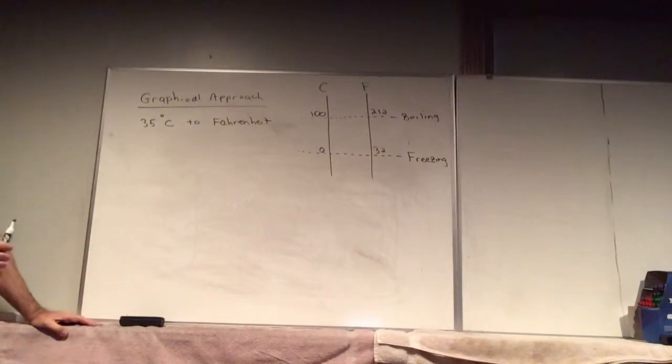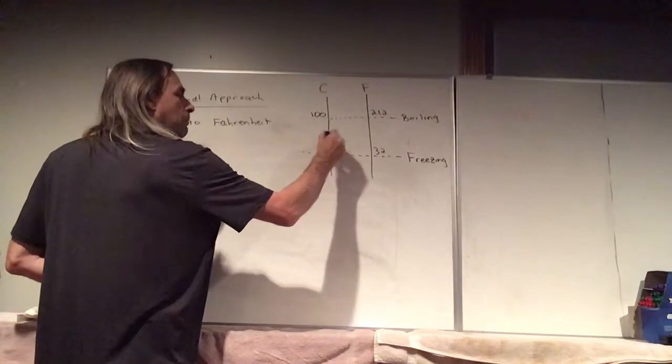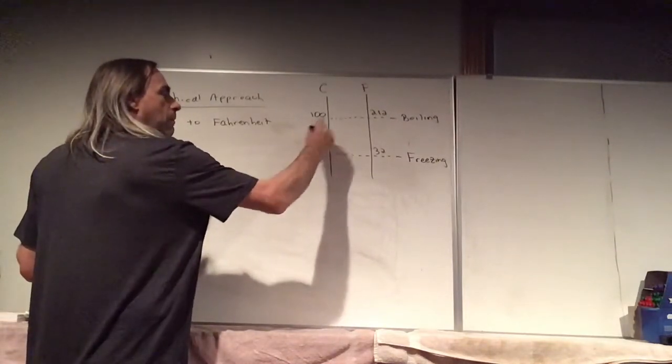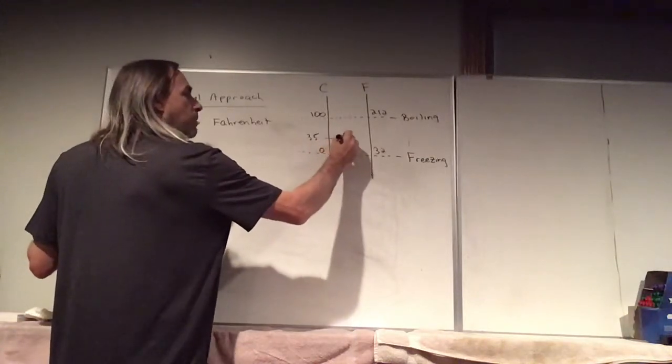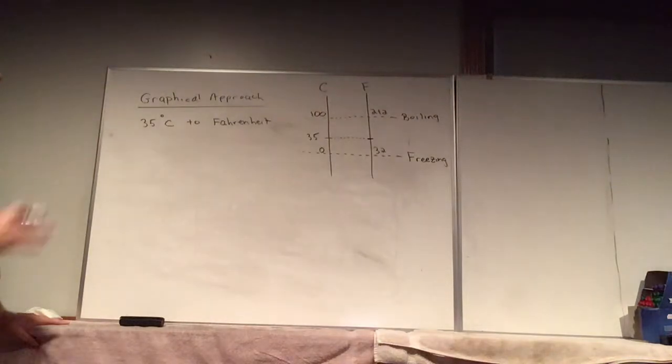Okay, so we want to convert, say, 35 degrees Celsius to Fahrenheit. So from 0 to 100, we go about here. This is our temperature. This is 35 degrees. So what does that correspond to over here? We want to find that next, that point there.